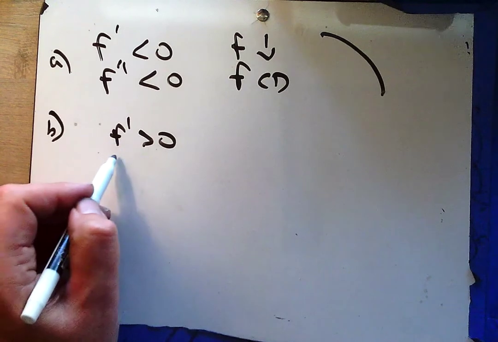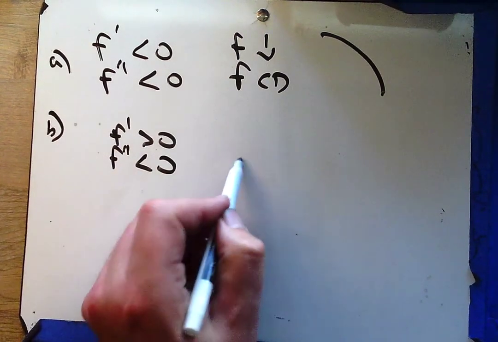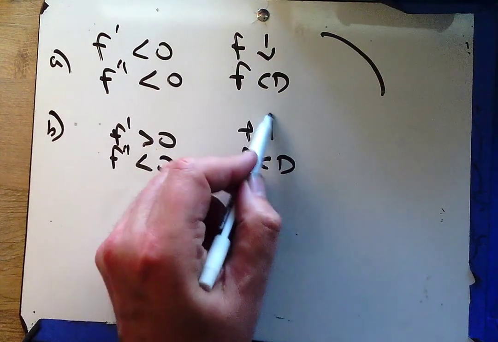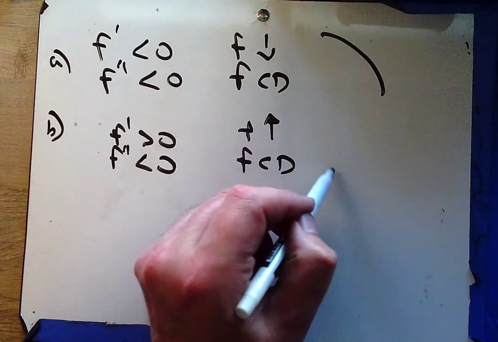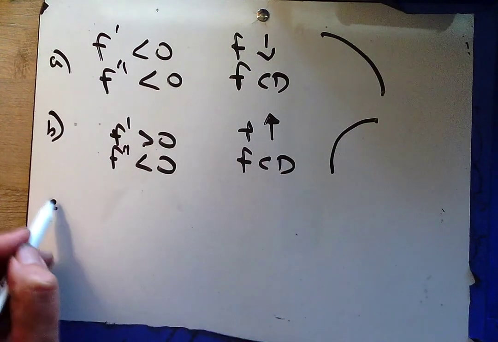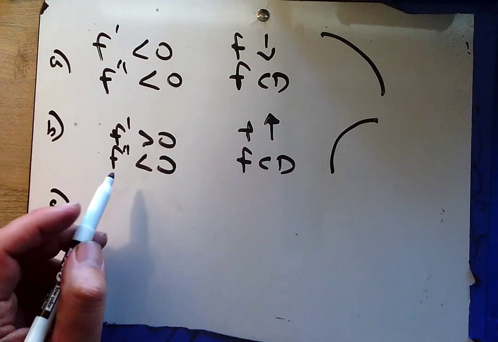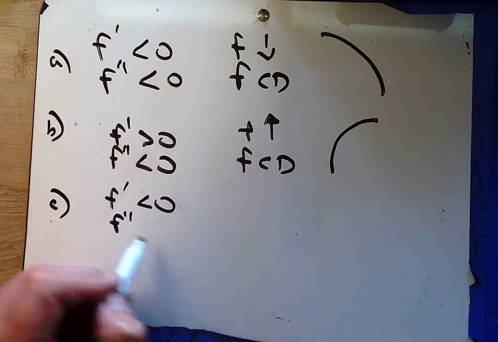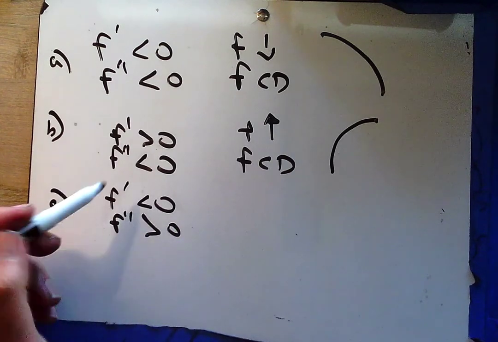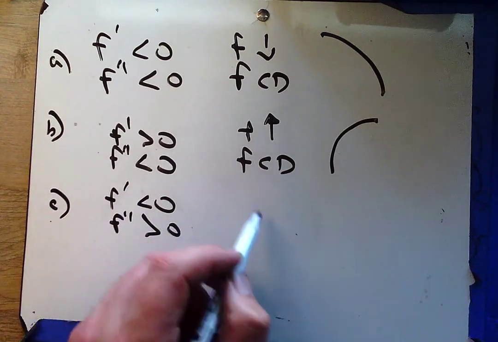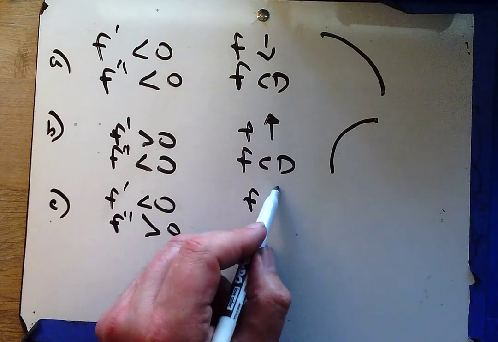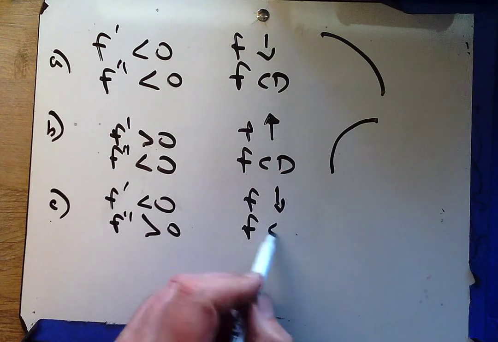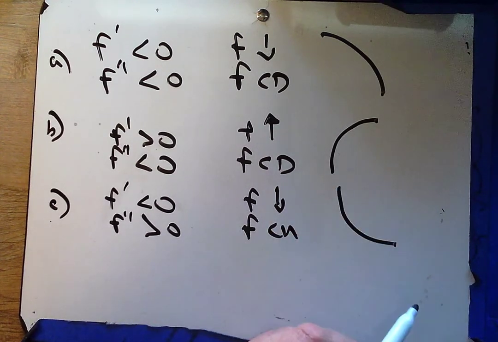B. Sketch the curve whose first derivative is positive and whose second derivative is negative. So again, f is concave down, but now f prime is positive, so f must be increasing. I want increasing and concave down. Okay. C. First derivative negative, second derivative positive. F prime less than 0 means that f is decreasing, and f double prime greater than 0 means f is concave up. Decreasing and concave up.